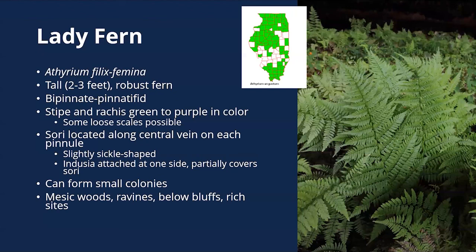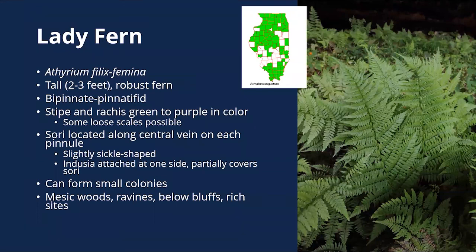The stipe and the rachis is green to almost purple in color, and there may be some scales on it. These have the sori located along the central vein of each pinnule, and they're kind of sickle shaped. So they're curved. Each sorus will have an indusium attached at one side that partially covers it. And this will form small colonies. It doesn't run in hugely rhizomatous, but it'll form these small clumps.